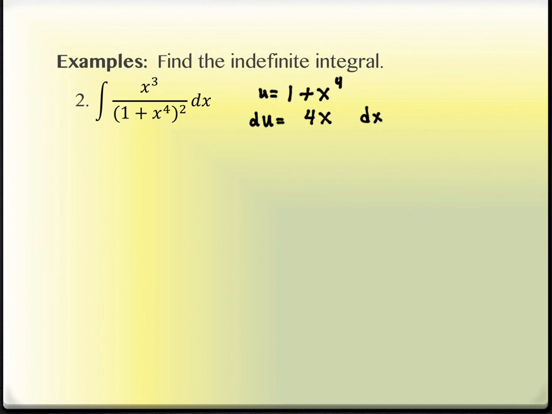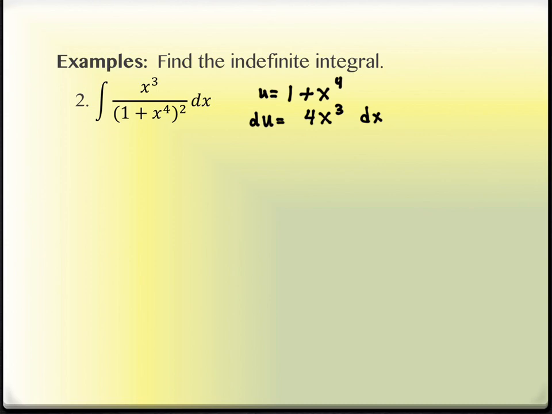4x to the 3rd. Now, please notice, I do not have 4x to the 3rd in my problem. But what do I have? I have the x to the 3rd. And that's the important part. Constants are easy to manipulate and fix, but the variable part has to match.